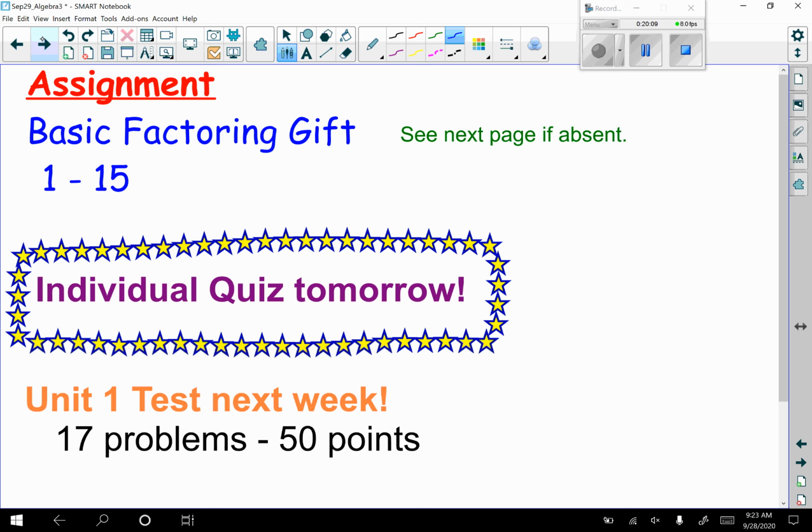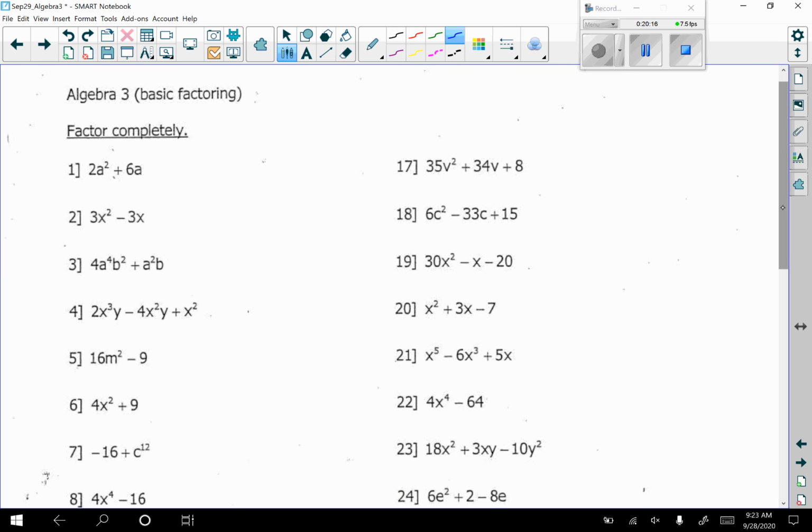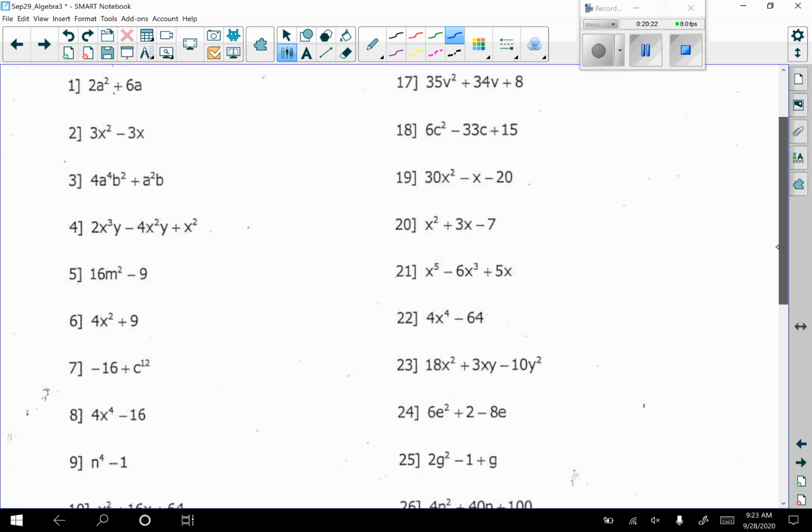Please let me know if you have any questions. I'll post this as a separate PDF, but here is the worksheet. It's just going to be the first column, so you could pause the video to copy these down. But like I said, I'll post this as a separate PDF, so you're just doing the first column.